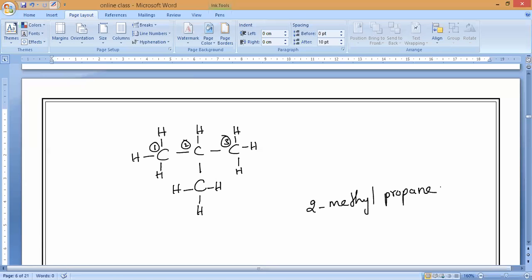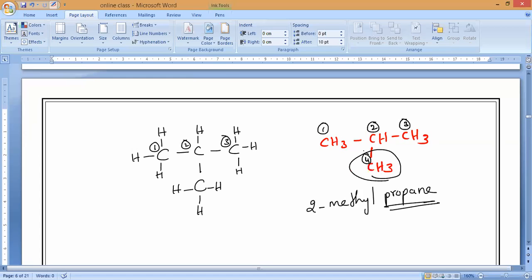Okay, one minute. So what is the structural formula? Anybody can say? CH3, CH, CH3, and here CH3. This is a methyl group. The number of carbons in the chain is only 3, so we can name it from any side. This is 3 carbons and this is the 4th. So the parent chain is prop and it has a methyl group, on the second carbon.